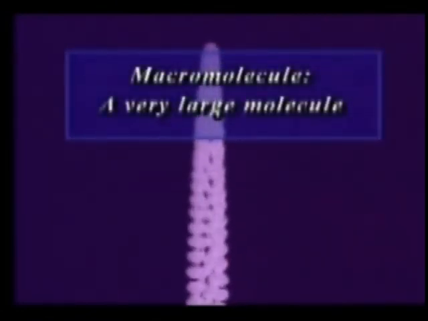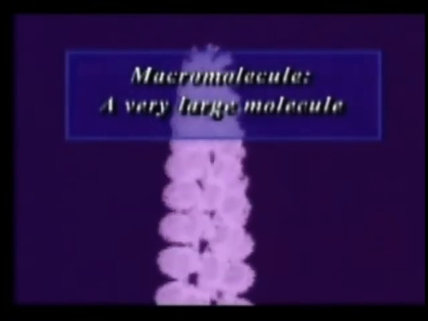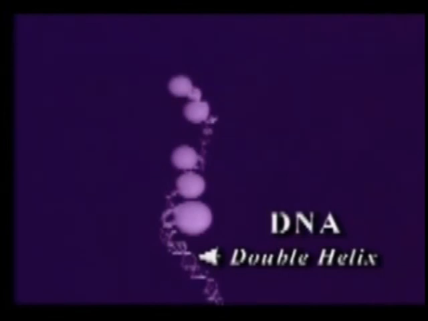A closer look shows that the DNA molecule is actually made up of two separate strands that wind around and around one another, creating a shape called a double helix. Each of the DNA strands is made up of smaller chemical subunits called nucleotides, which are joined together one after another in a very precise order.